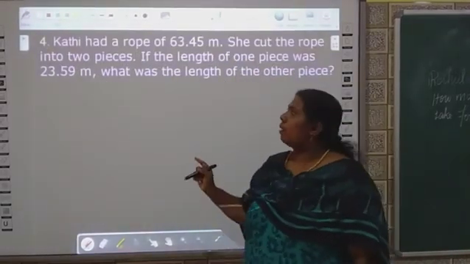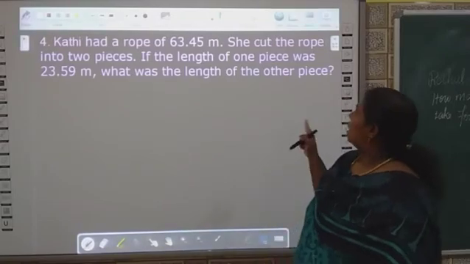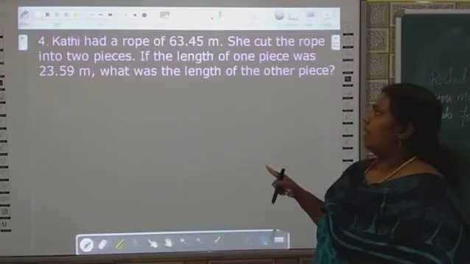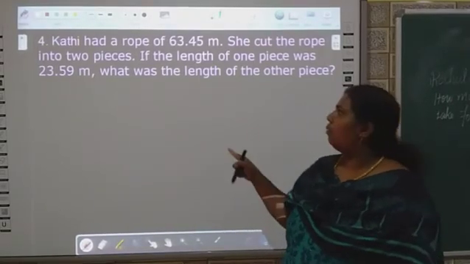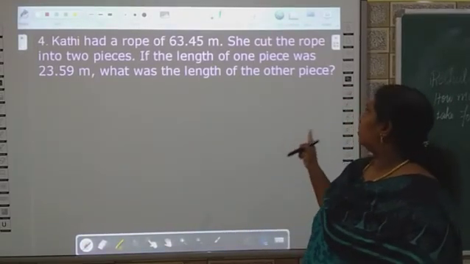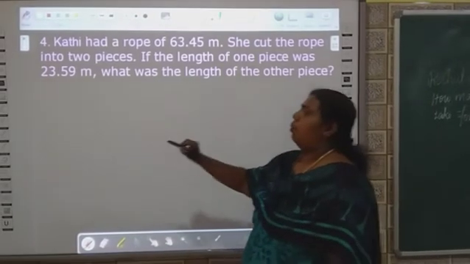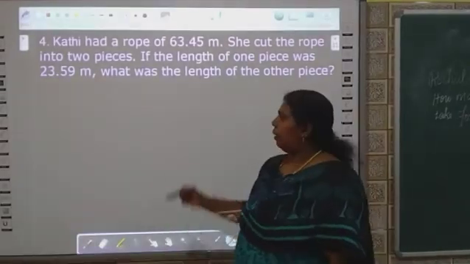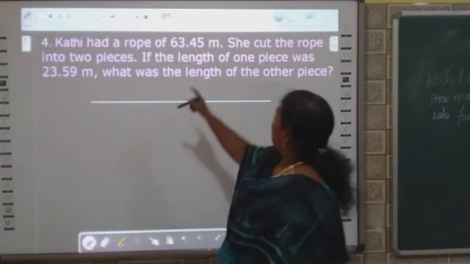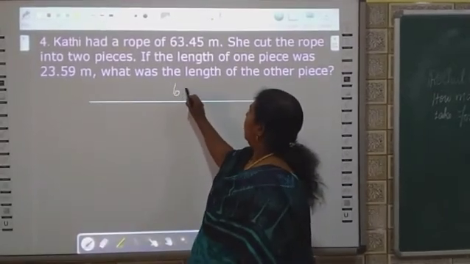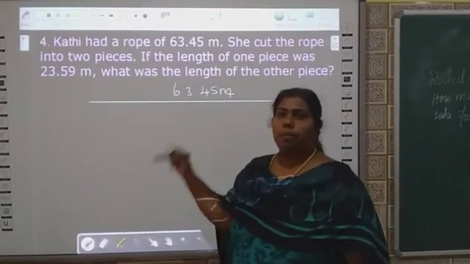See the last example. Kathy had a rope of 63.45 meters. She cut the rope into 2 pieces. If the length of one piece was 23.59 meters, what was the length of the other piece? Do you understand the question? Kathy had a rope, one rope. The rope is how much? 63.45 meters. Not centimeters, meters.